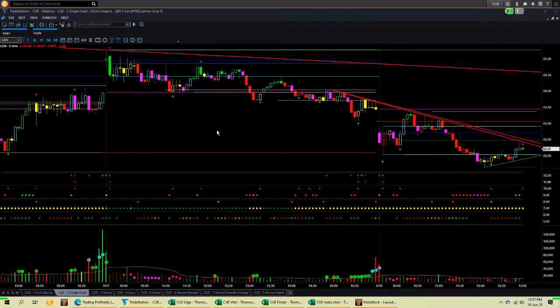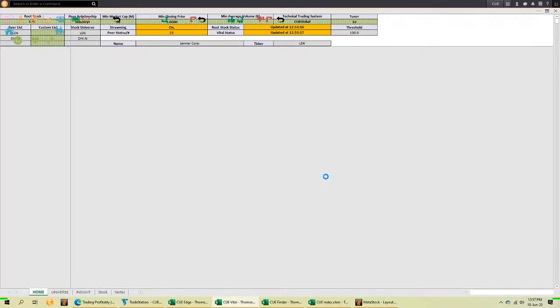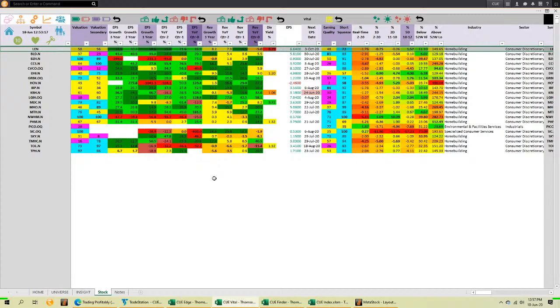Could you short any other stock in the home building industry? Yes, you could. And you could also be ready with the other stocks before the market opens. How? Remember, in Q Vital, I ran the peer analysis. It found the 22 peers and it calculated the fundamental scorecard. Let's have a look at the scorecard. These are the stocks.